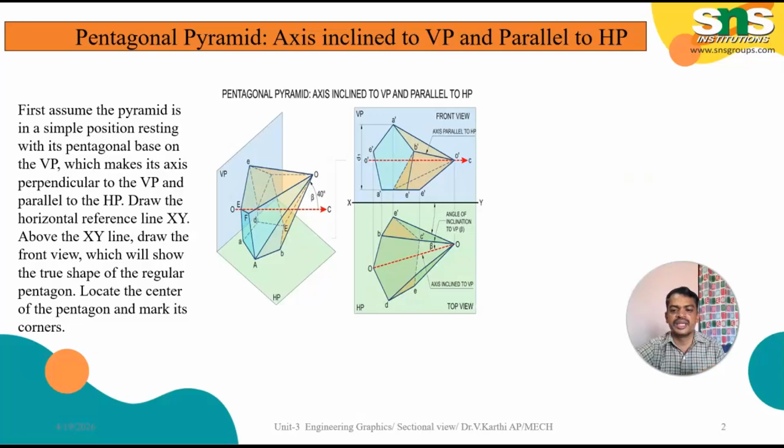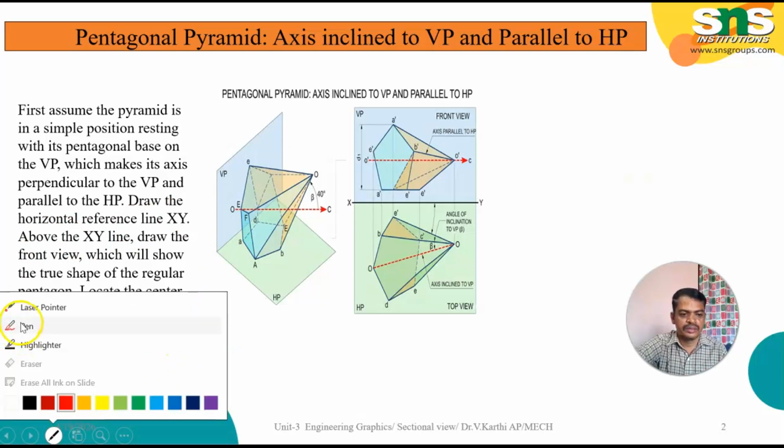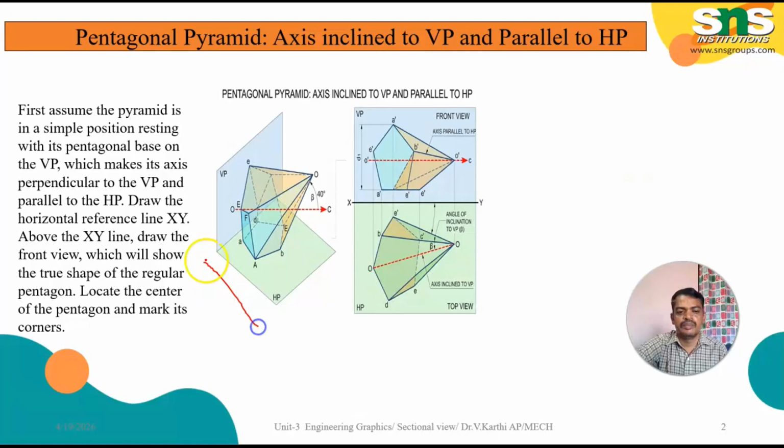We consider a hexagonal pyramid such that the axis is inclined to VP, that means the vertical plane, and parallel to the horizontal plane. The solid is tilted sideways. Inclination is visible in the top view. The front view shows apparent length. Reference planes: horizontal plane and vertical plane.